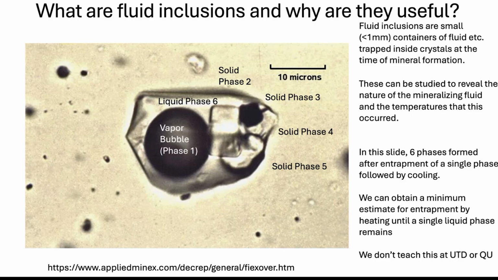So in this slide, we see 6 phases formed after entrapment of a single phase. Almost certainly when this thing was trapped, there was only one fluid, but that was at higher pressures and temperatures. And since then, everything's cooled off and you've got a bubble here, a vapor bubble. You can tell because it's round. And then there's a solid phase. I'm not sure what that is. Maybe here, this is solid phase 2. There's another one, solid phase 3, solid phase 4, solid phase 5, and then the remaining liquid.